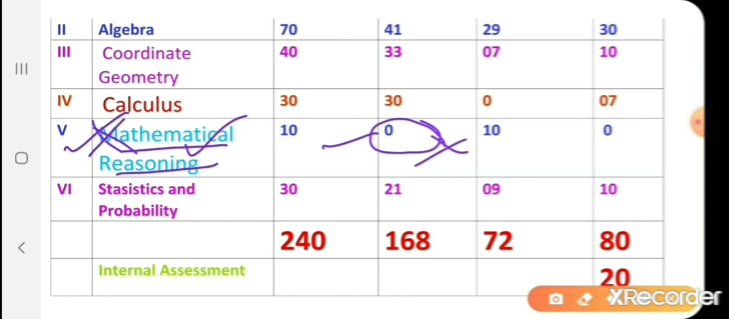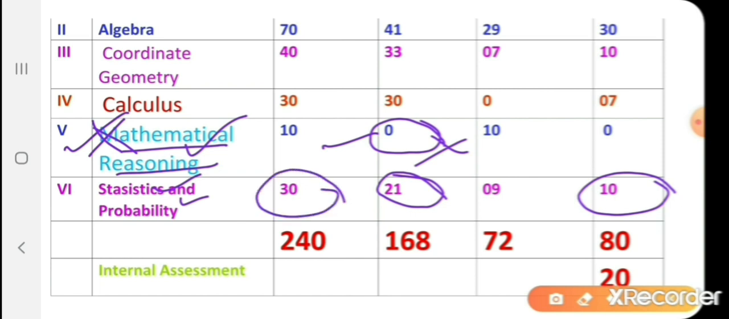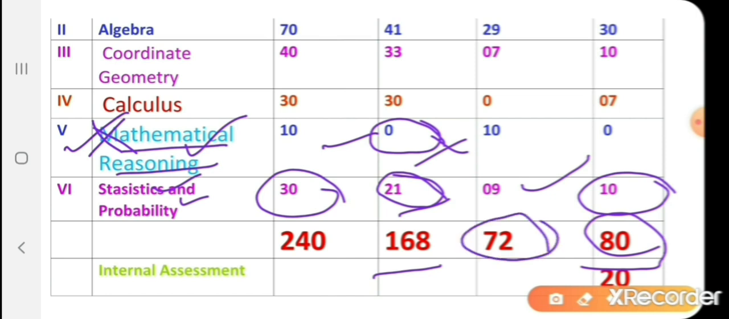Then the sixth unit, statistics and probability. In this unit, 21 periods this year and 10 marks. We reduce from 30 to 21, minus 9 periods. So due to corona, we have to teach only 168 periods. The marks are the same, 80 marks, but we reduce 72 periods in comparison to last year's 240 periods.